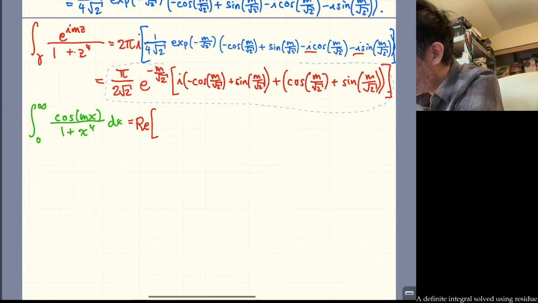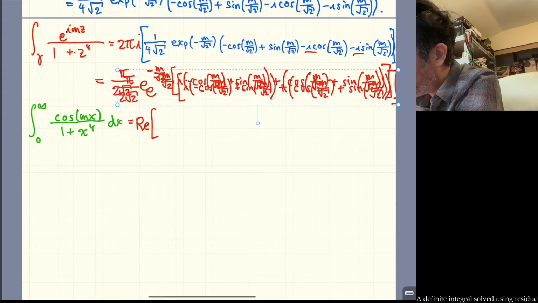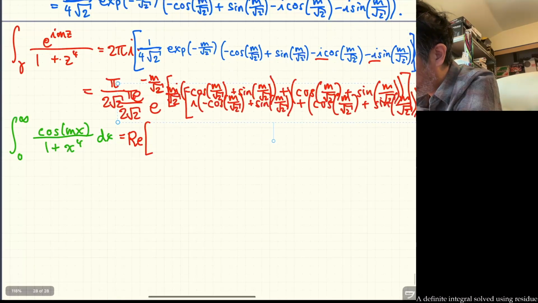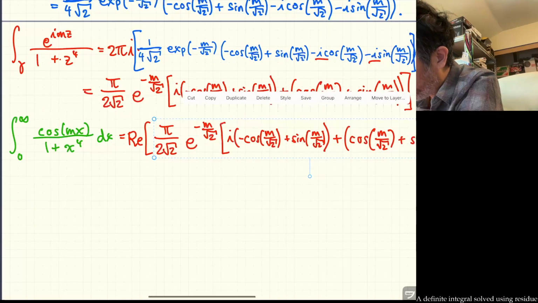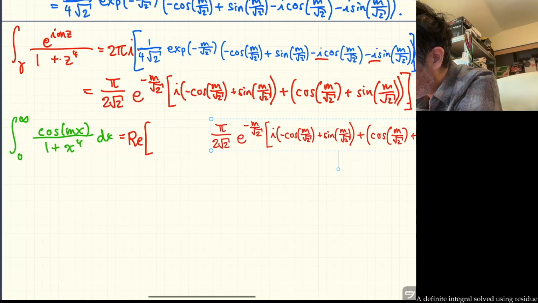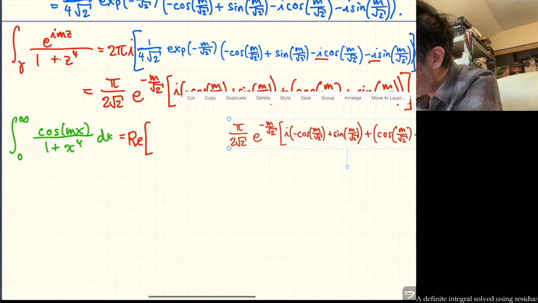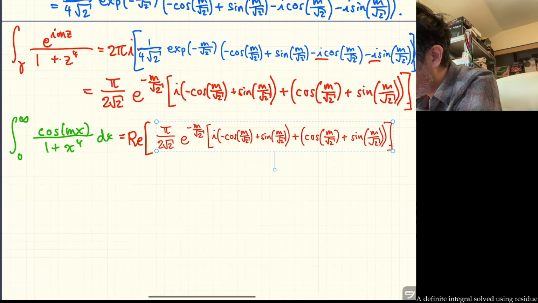Here, all of this. Duplicate, move it, and then resize it so it fits. Nice.